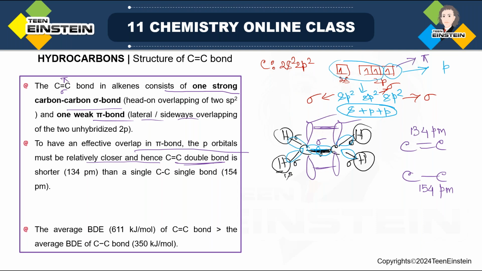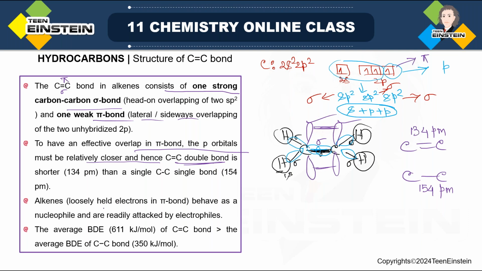Suppose you have a C=C double bond in ethylene, and a C=C double bond in some other compound, such as hexene. The double bond length in hexene and in ethylene may not be the same. So this value is just the average value of different types of C=C double bonds. If you take the average, this is the value, and that is also true for the C-C single bond. So this is the reason why it is shorter compared to the C-C single bond.